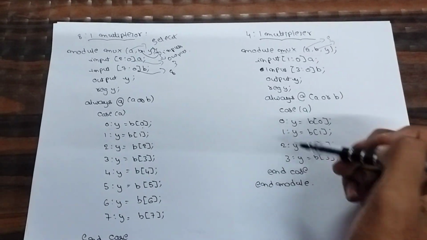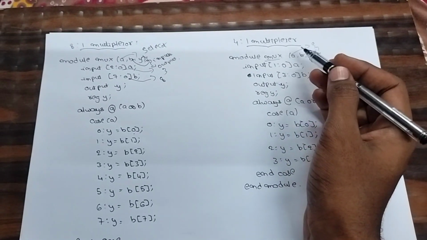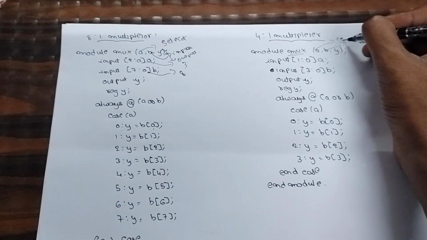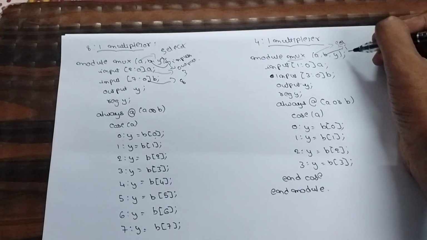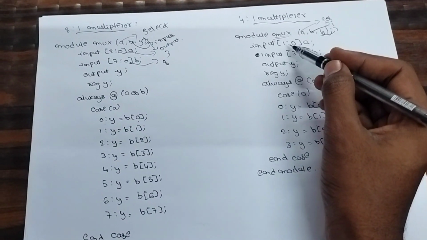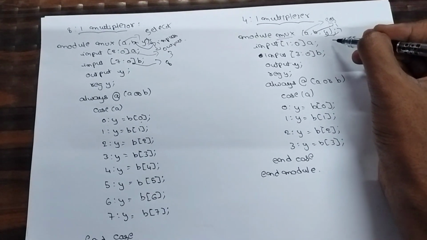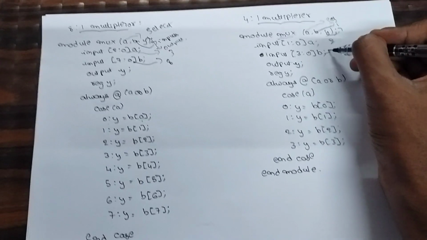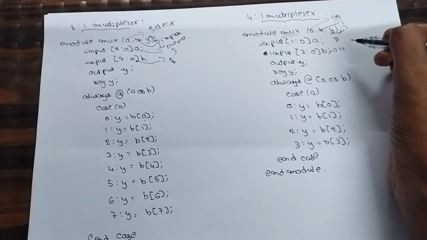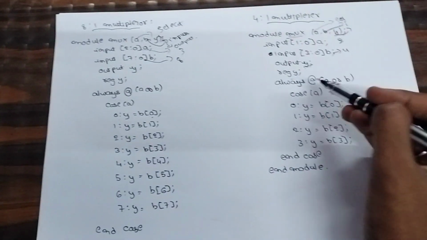Now let us see the program for the 4:1 multiplexer. This program is written at behavioral level. The program is named as mux, module mux a comma b comma y. Here a is the select line, b is input and y is output. We have taken input a and input b. Input a is [1:0]. That means there are two select lines in this 4:1 multiplexer, and there are four inputs. And here output is y, registered y, always at a or b.